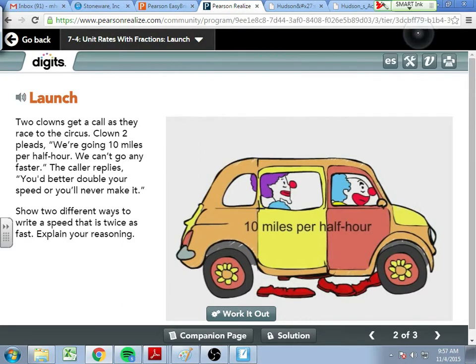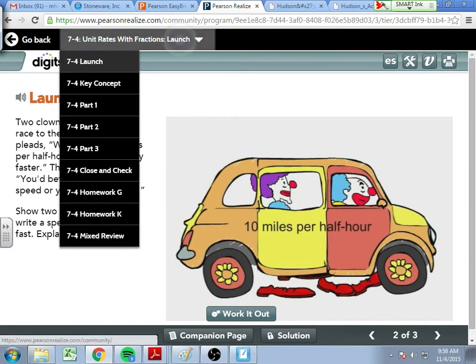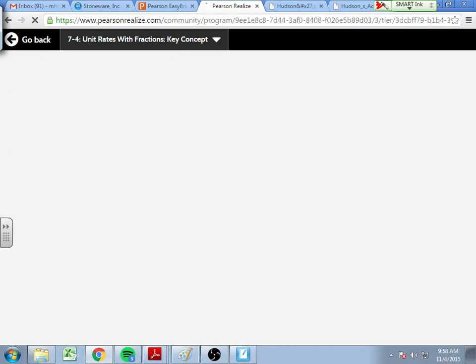Now here's the problem. What if it's a fraction that isn't 1/2? What if it isn't as nice to you?